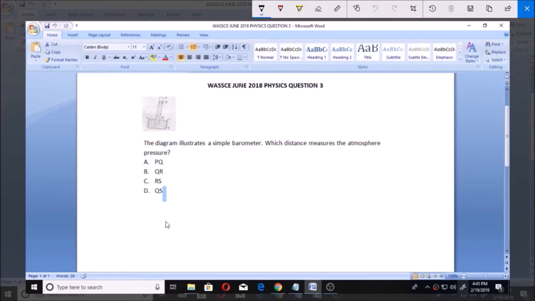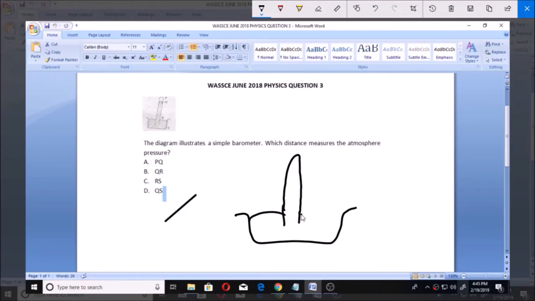For us to understand this much better, I'm going to make this very diagram again, and it's basically something like this, with an inverted tube, then you're going to have the mercury.